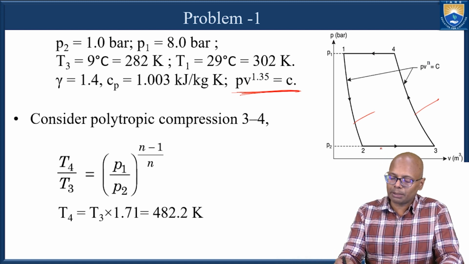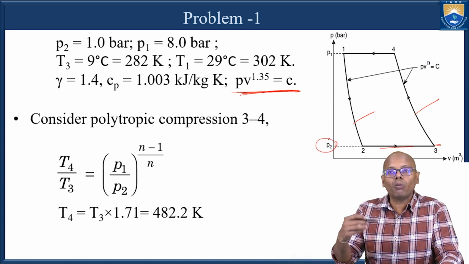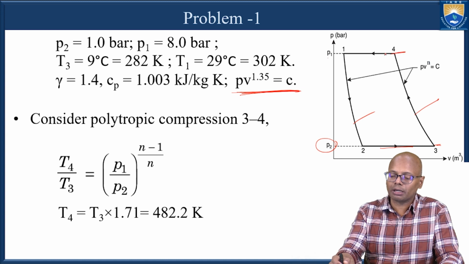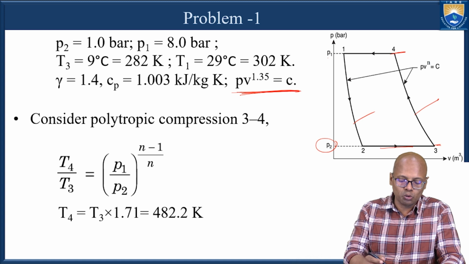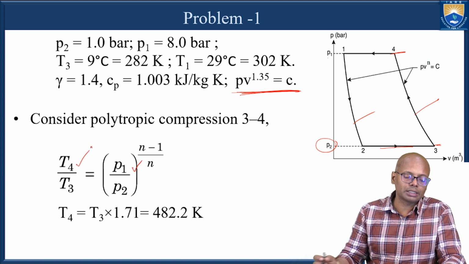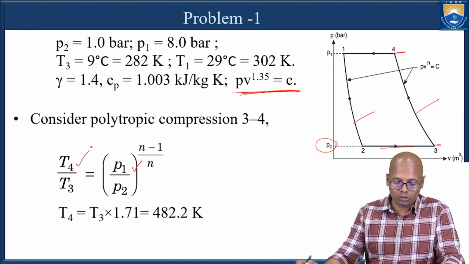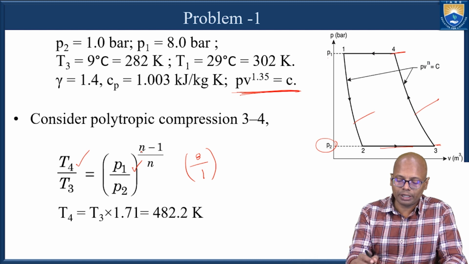We know the pressure at the inlet of the compressor, that is P2. We know the pressure at the outlet of the compressor, that is P1. So if I know P1 and P2, I can substitute in this formula and find out T4. So what are the values of P1 and P2? P1 is 8 bar and P2 is 1 bar, to the power of what is n?